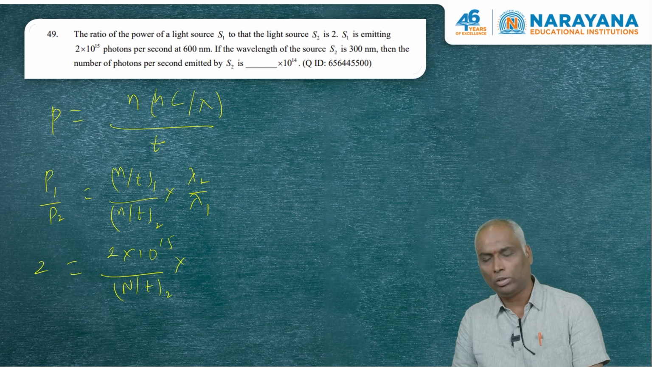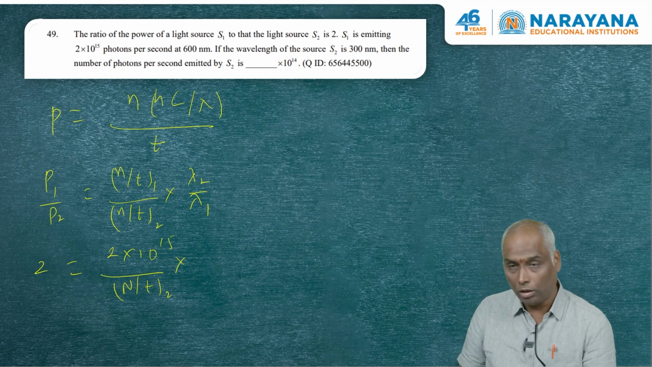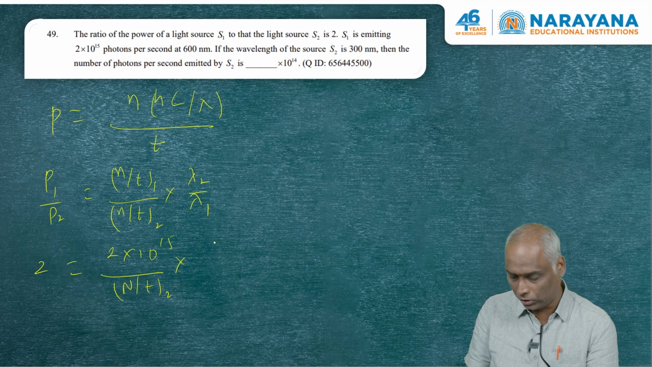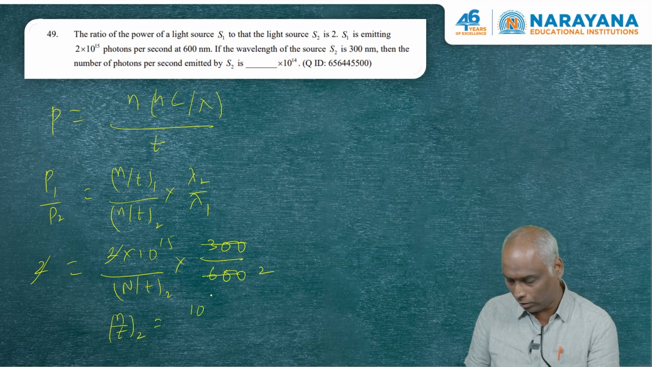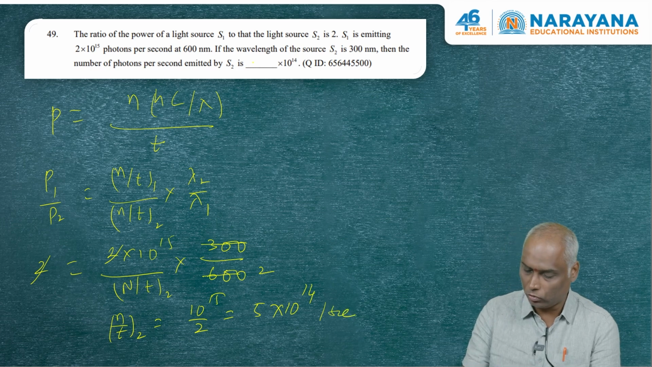Anyhow, this is a ratio of wavelengths, so there is no need of converting the units. The value of lambda 2 is 300 nanometers divided by lambda 1, which is 600 nanometers. 2 and 2 will get cancelled. So now from this equation we are going to get the number of photons emitted per unit time in the second case, which is equal to 10 to the power of 15 whole divided by 2, which is nothing but 5 into 10 to the power of 14 per second. So the answer is going to be 5.